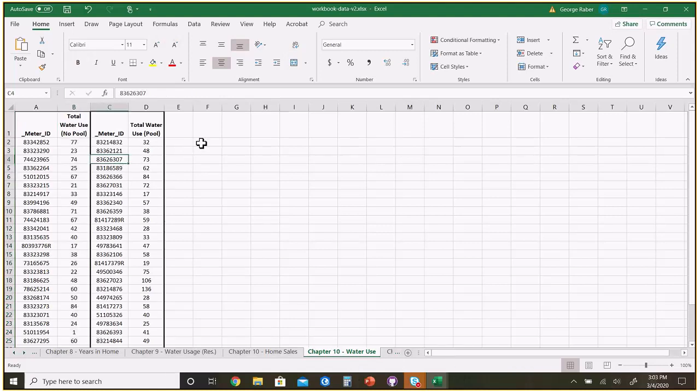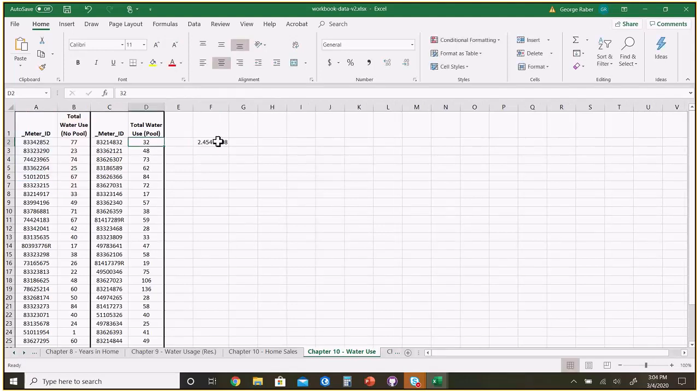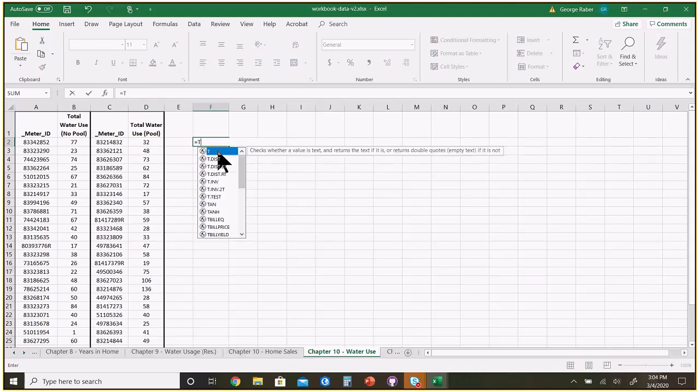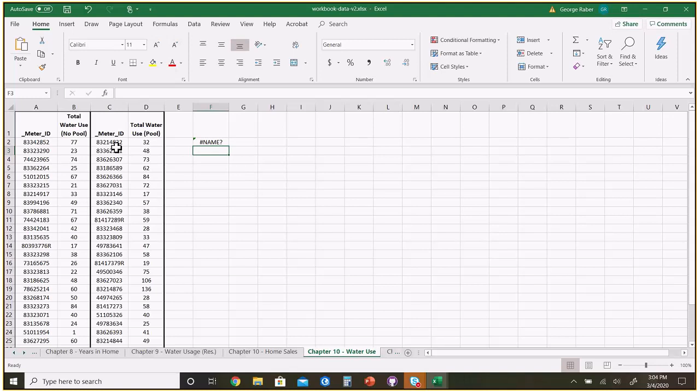So here's the water use. Water use, exact same thing. We could even, oops, I'll just retype it. So t-test, you can see how the homework's going to be pretty easy.